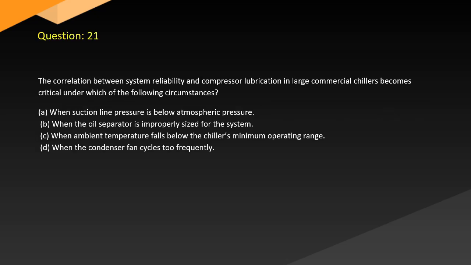Question 21. The correlation between system reliability and compressor lubrication in large commercial chillers becomes critical under which of the following circumstances? A. When suction line pressure is below atmospheric pressure. B. When the oil separator is improperly sized for the system. C. When ambient temperature falls below the chiller's minimum operating range. D. When the condenser fan cycles too frequently.